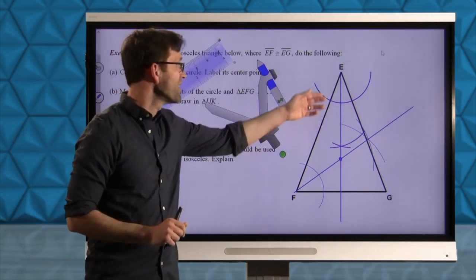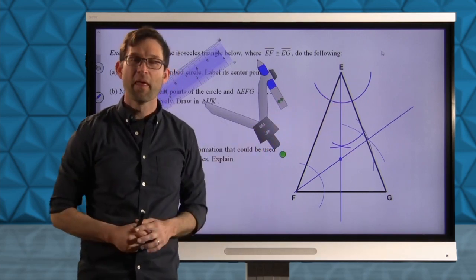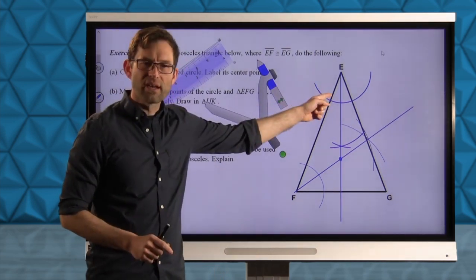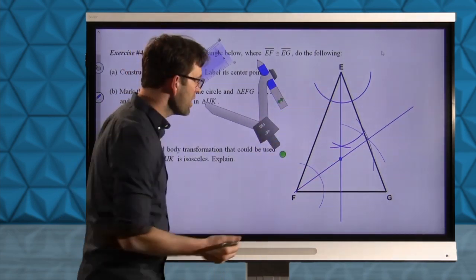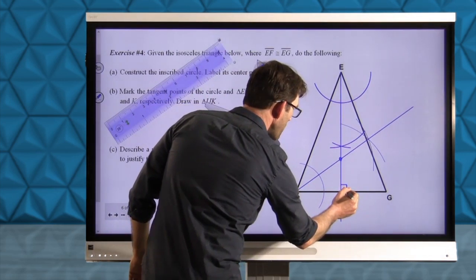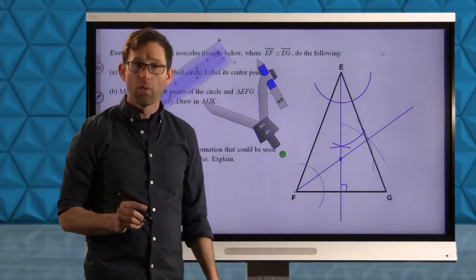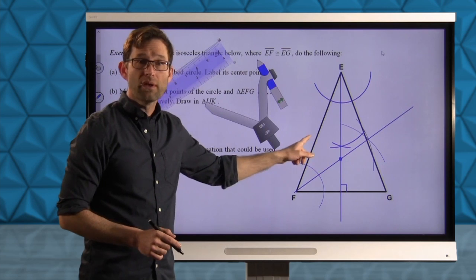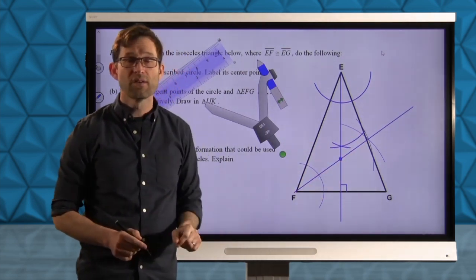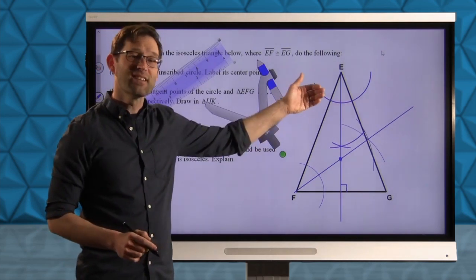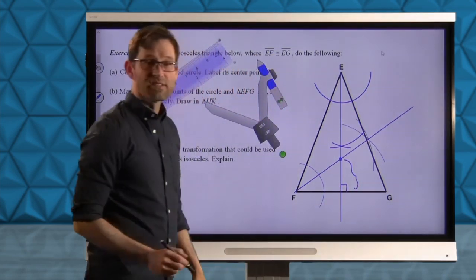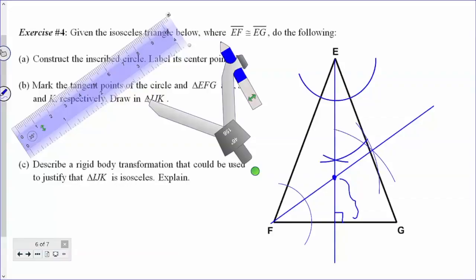Now here's why I suggested bisecting the vertex angle. This goes back to something very special about isosceles triangles. The angle bisector of the vertex angle happens to be perpendicular to the base. Normally I'd take that center and construct a perpendicular line segment to one of the three sides. But the key is, by bisecting the vertex angle, I already have a segment that is perpendicular to one of the sides, so I can just use this as my radius.